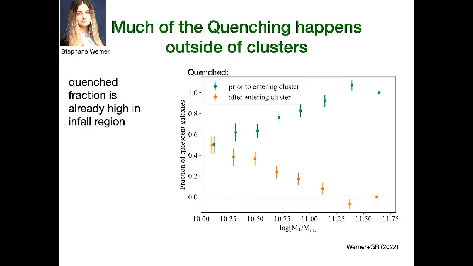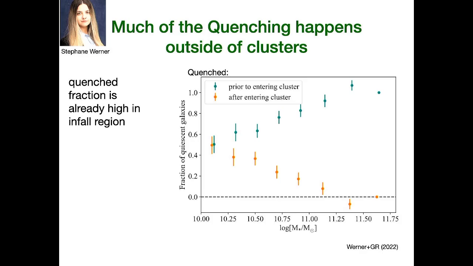And using that, she was able to derive what fraction of galaxies at every mass quenched after they fell into the cluster or before they fell into the cluster. At low masses, it's about 50-50. Half the galaxies quenched by falling into the cluster. But if you go to the high masses, almost all the quenched galaxies that you find in the clusters were already quenched outside the clusters, right?